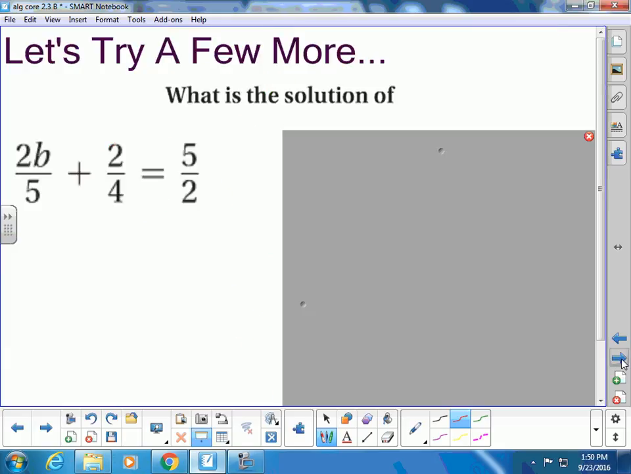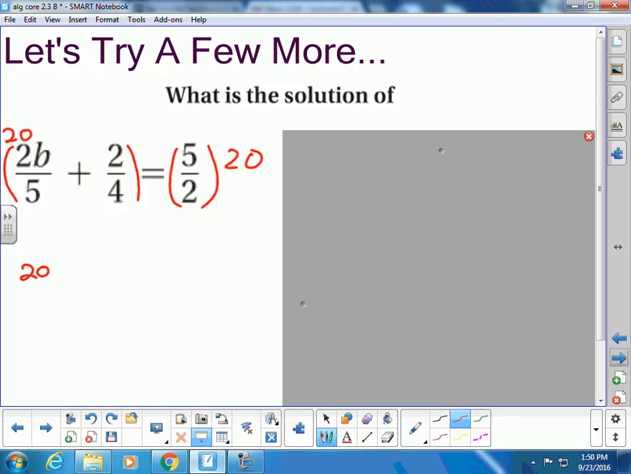On to another one. All right, so this time we have 3 fractions we have to think about. What is the smallest number that 5, 4, and 2 all go into? Well, let's see, 5, they're not going to go into. 10, 4 doesn't go into 10. 15, only 5 goes into it. 20, hey, I think we have a winner. I am going to multiply everything times 20.